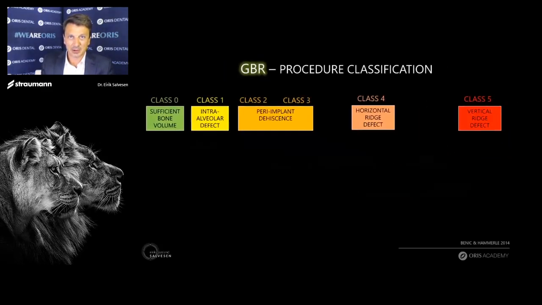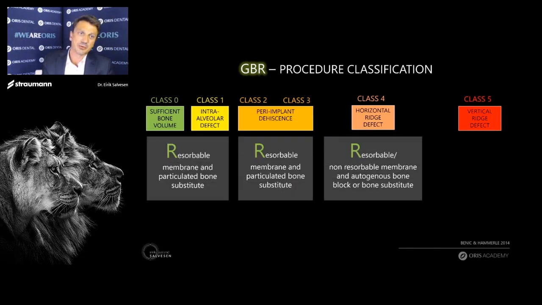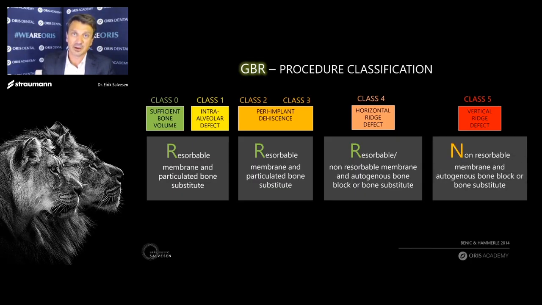We look upon how these different defects are treated. It's interesting to see that both class 0, 1, 2, 3, and also many of the cases of class 4 will be treated by resorbable membranes and or particulated bone substitute. It's only for the vertical defects that we really need non-resorbable membranes, even reinforced ones like this, and also maybe an autogenous bone block. So what we have from the shelf, we can use for many of the indications that we need to augment bone in.